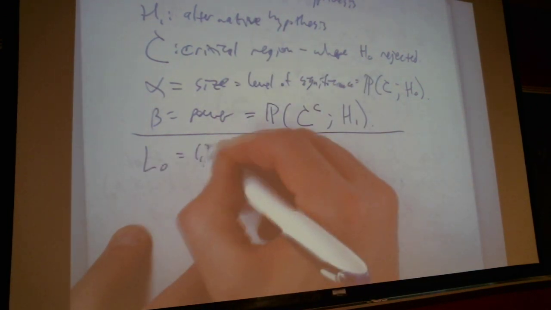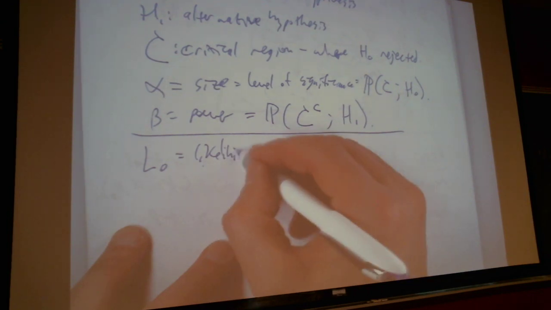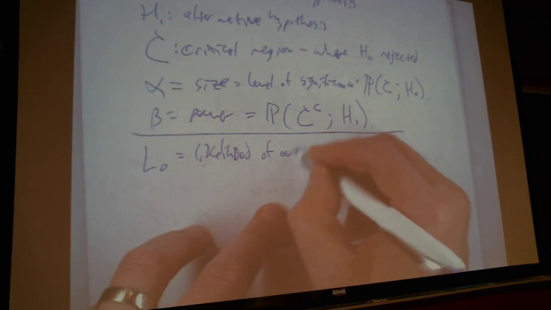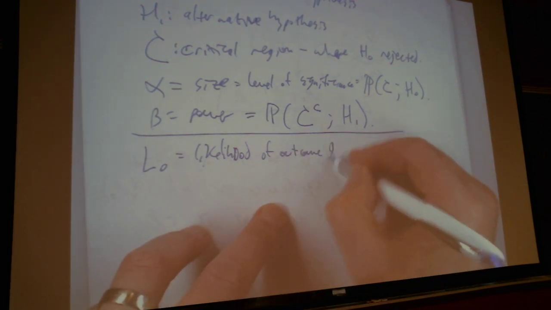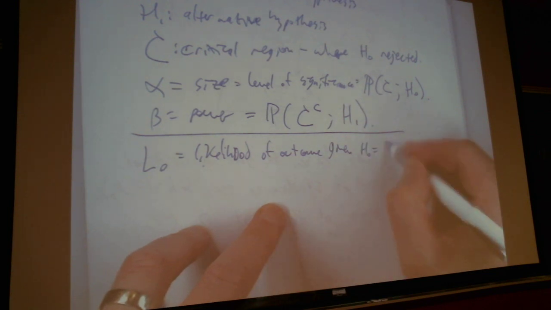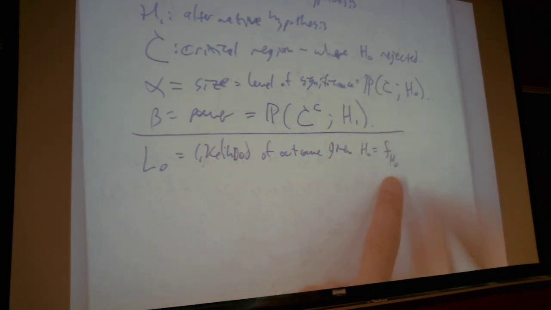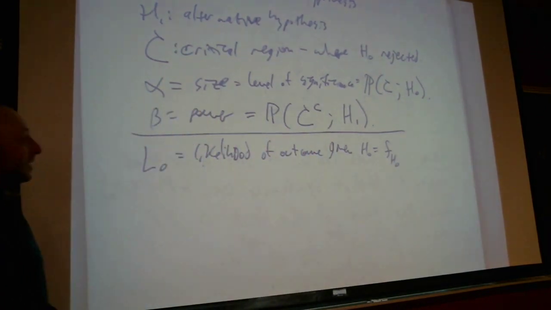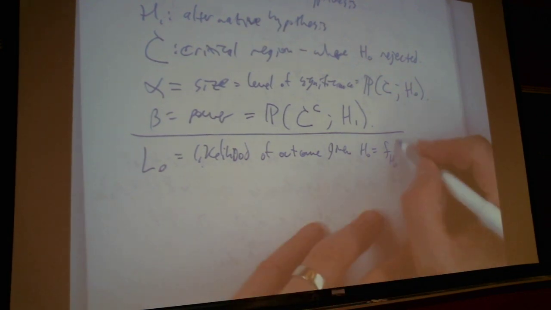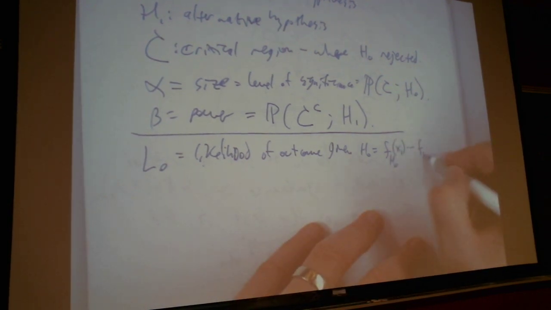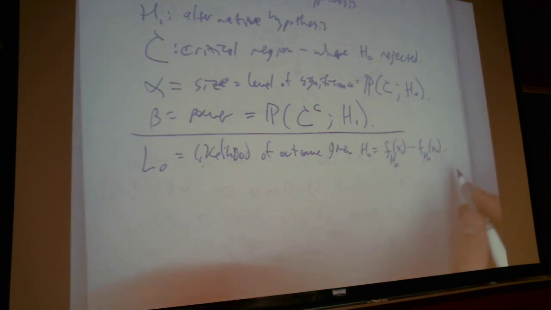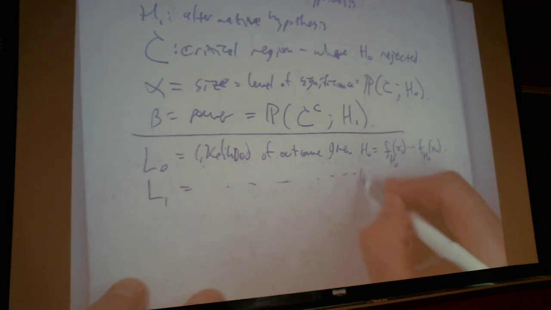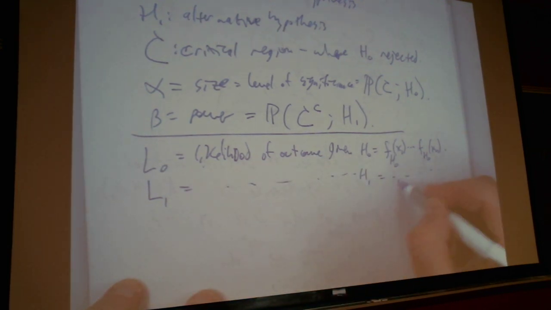What is the likelihood of an outcome? Likelihood of the sample outcome given H0. At least in the case of simple hypotheses and not composite hypotheses, H0 tells us exactly what the distribution is. So what's the probability that we see x1 through xn? That product is the likelihood of that outcome. Similarly, L1 is the likelihood of the outcome given H1, which is the same product with H1s.